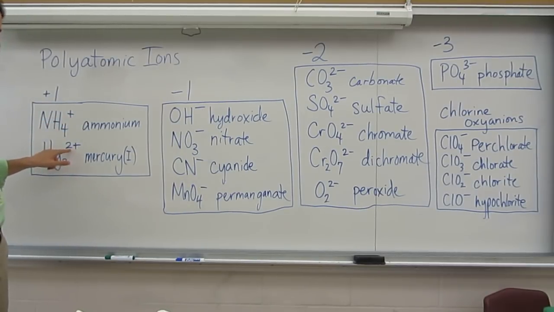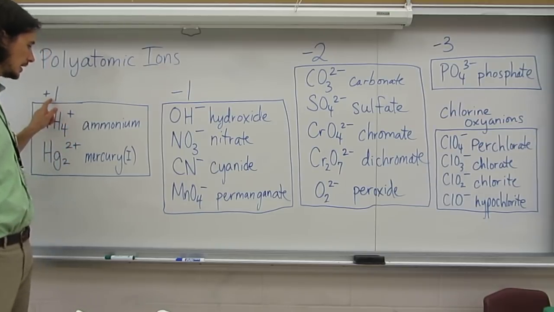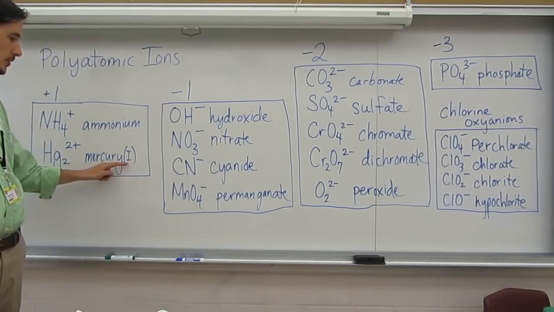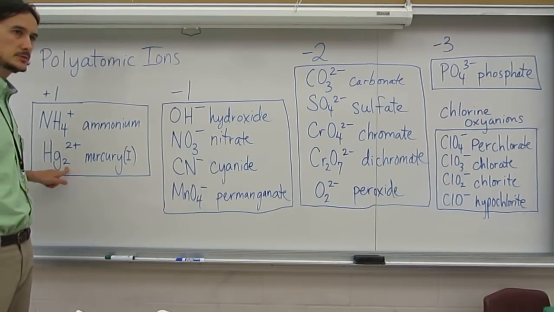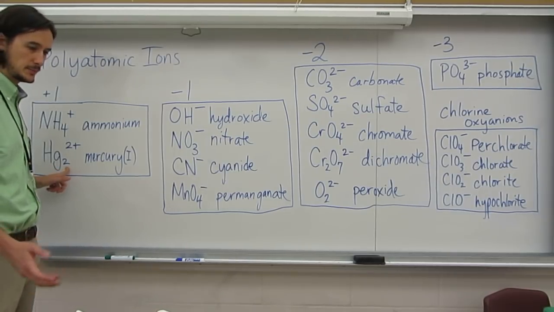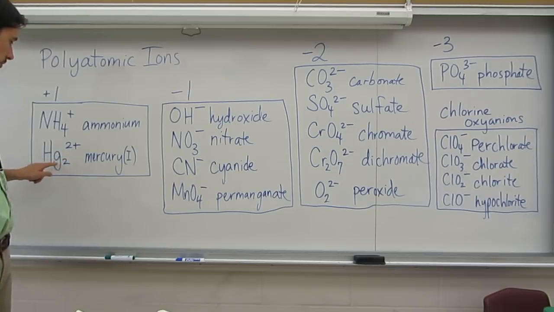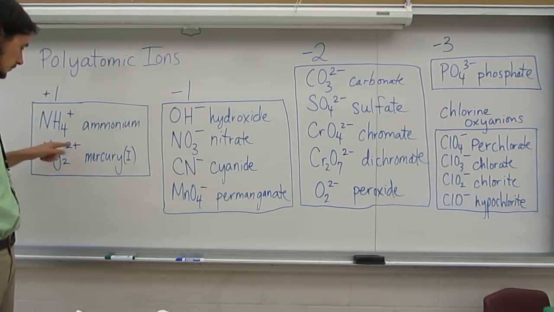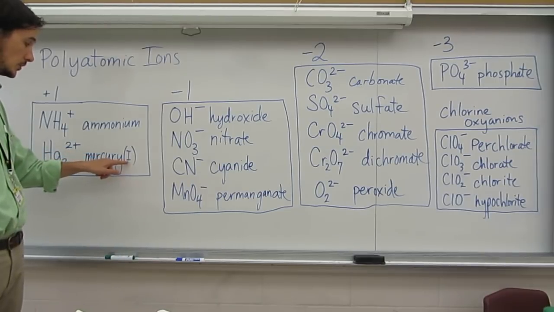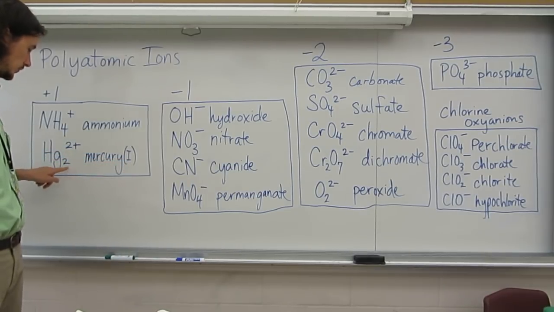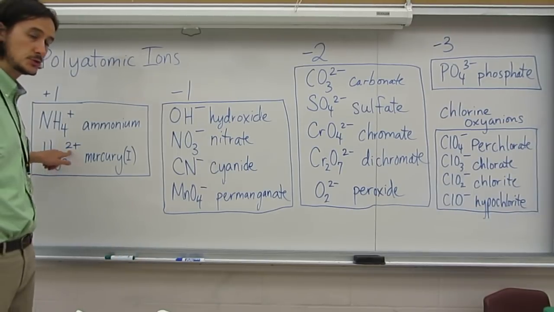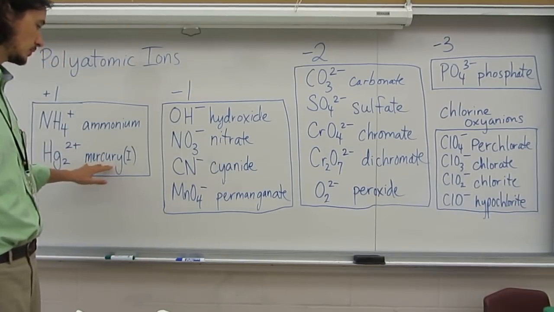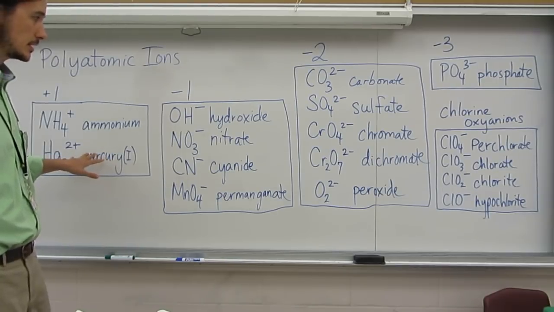Hg2, you see it's 2+, but it goes in this column because that's actually mercury 1, because there are 2 mercury atoms, right? That makes it polyatomic, as long as we have more than one. So each mercury would have a charge of +1 for a total of +2. So this is called mercury 1, but it's always found paired up, and when it's paired up like this, it only has a +2 charge. So that's mercury 1. It's a little bit weird. You don't run into that a whole lot.